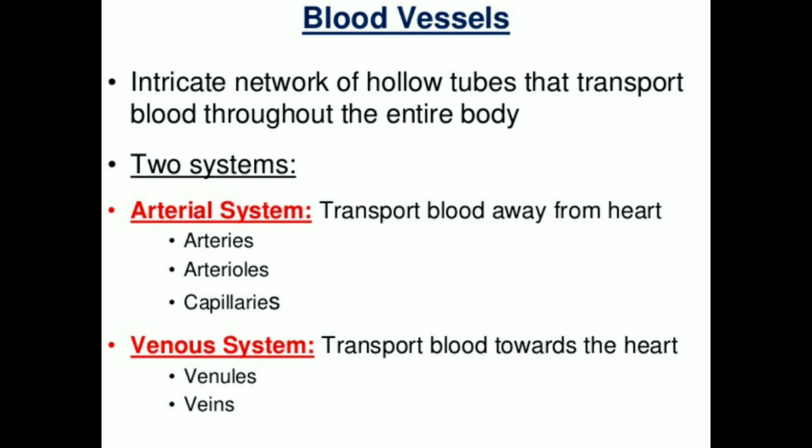Next is the venous system, which transports blood towards the heart. It consists of venules and veins. So just know what you mean by the arterial system and the venous system. The arterial system has arteries, arterioles and capillaries, and the venous system has venules and veins.